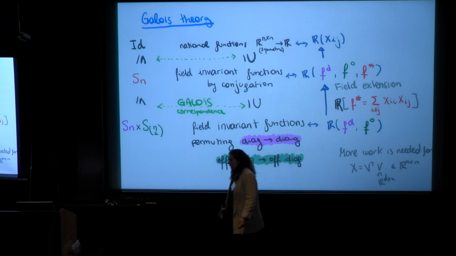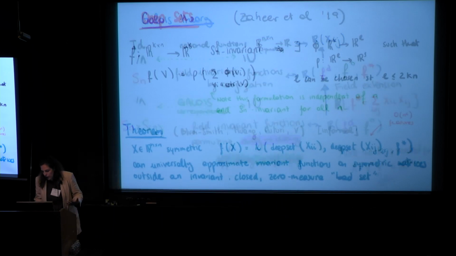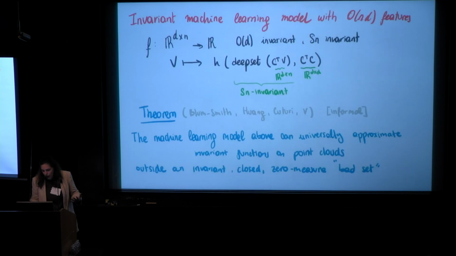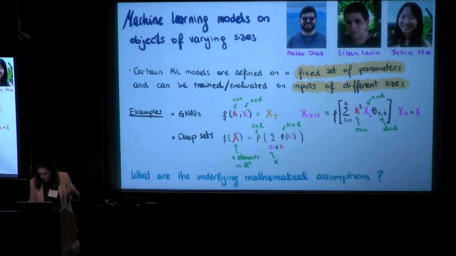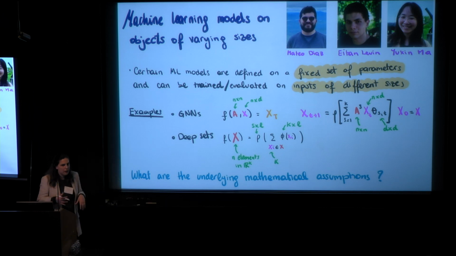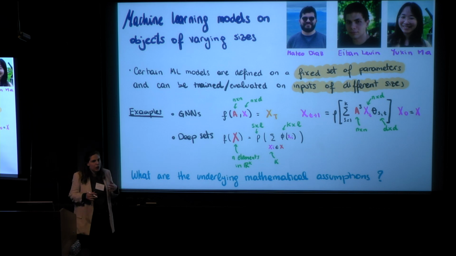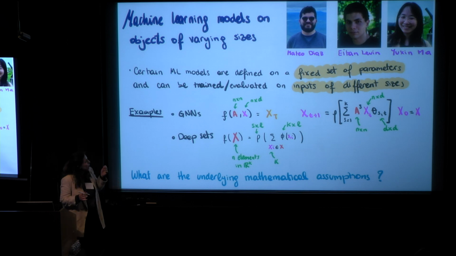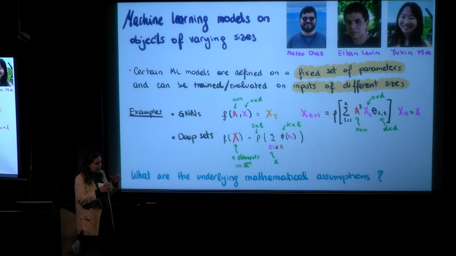And that's something that is useful for machine learning. So what I'm going to talk about next in the last 5 minutes is a formalism to understand machine learning models on varying size objects. This is something you may be familiar with because this is a fundamental property of graph neural networks, the fact that they can be evaluated on graphs of different sizes. With a fixed set of parameters, you can write a function that can be evaluated on any size graph.